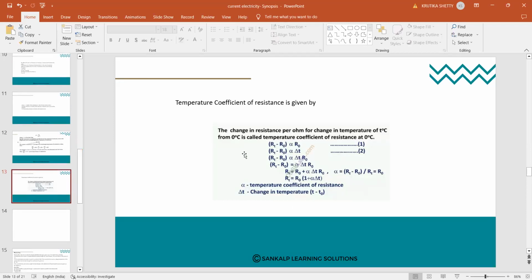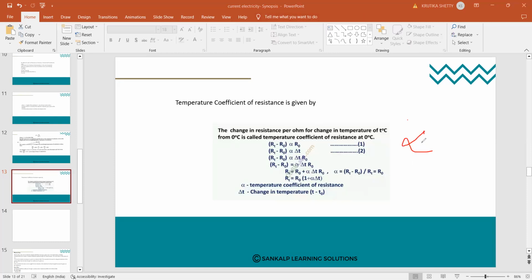that is temperature coefficient of resistance, it is given by. So here again we have the list of formulas. That is the change in the resistance per ohm for a change in the temperature of T degree Celsius from 0 degree Celsius is called temperature coefficient. So I will tell you the formula directly. This temperature coefficient is denoted by the letter alpha.